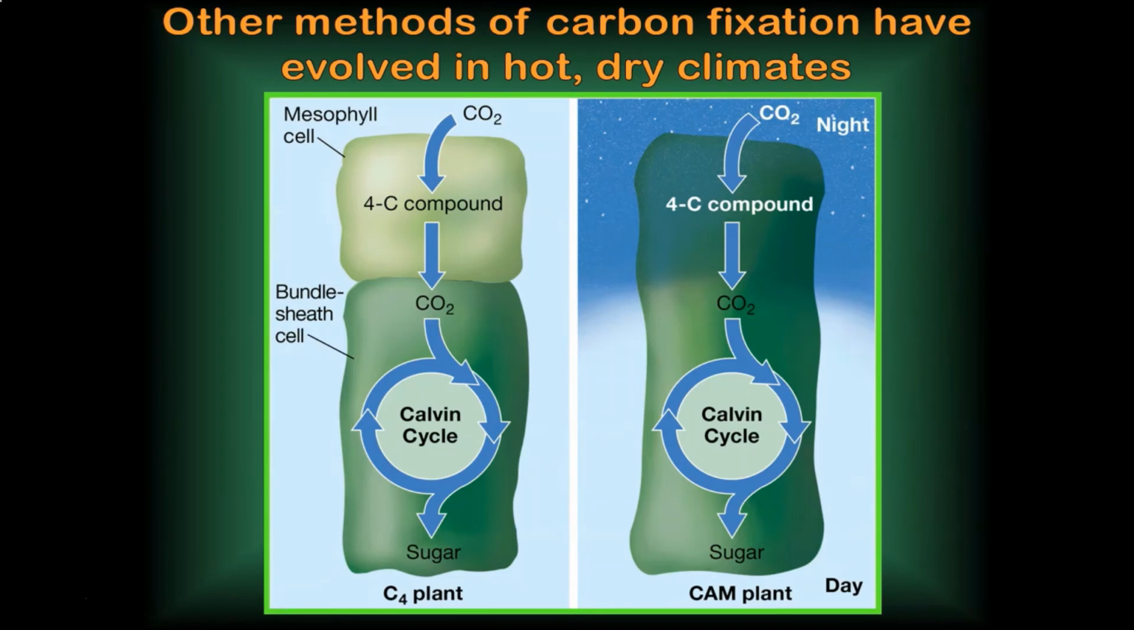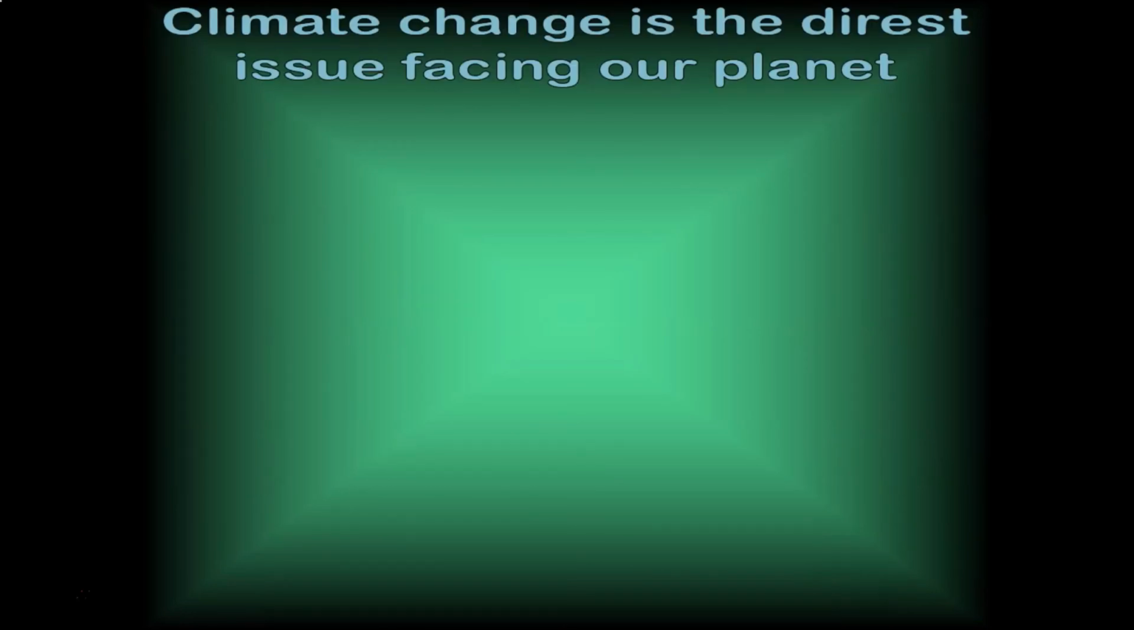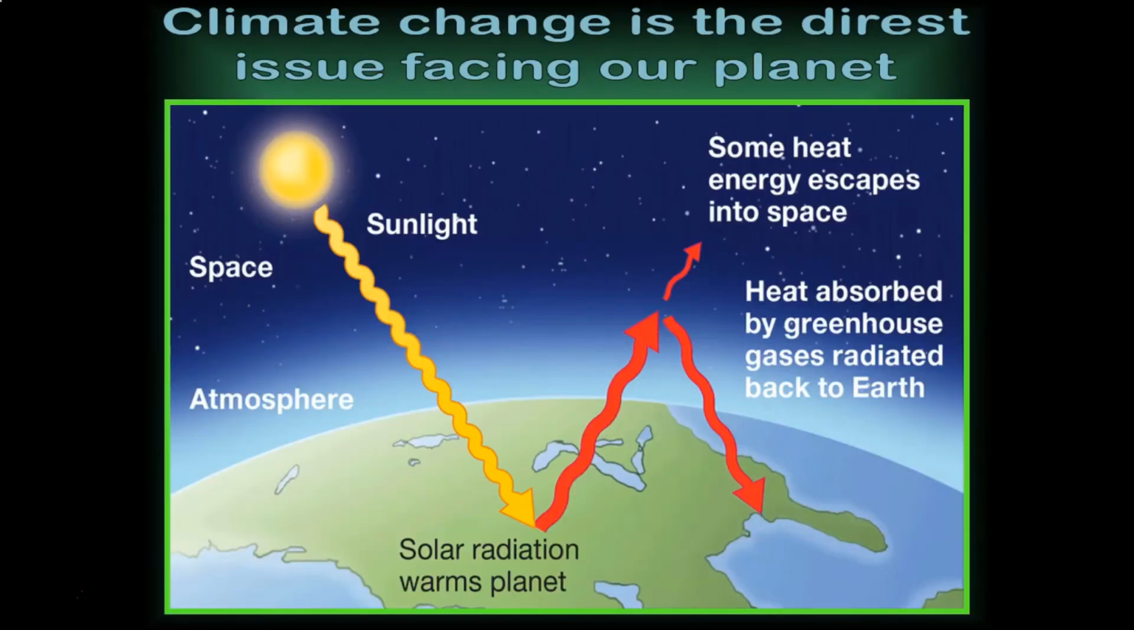Pretty cool stuff. Okay, and one last thing today, something you've been learning about since you were very young, hopefully, is climate change. It is the direst issue facing our planet. So we are in big, big trouble on our planet because we have a whole lot of greenhouse gases. We're not taking care of our planet. We're making decisions, whether it's nationally or globally, that are actually making this problem worse instead of better.